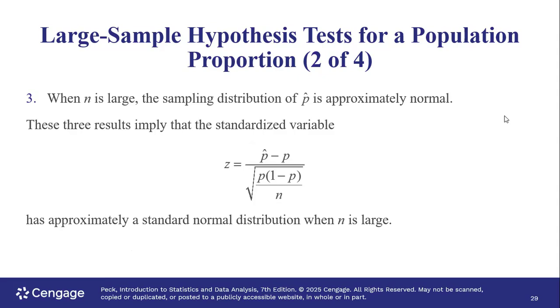That means it's on the right of the mean, P hat is greater than P by so many standard deviations. If P hat is less than P, then the standardized test statistic is negative. Then P hat is so many standard deviations on the left of the mean or below the mean. And if our sample size is large, then we can assume that the standardized variable Z has a standard normal distribution when N is large.